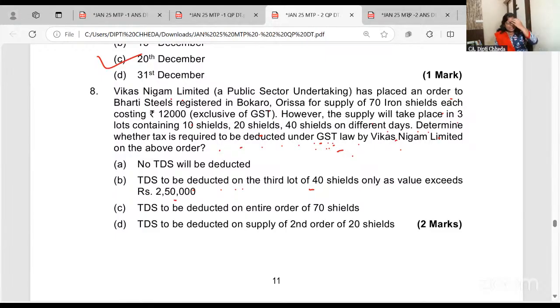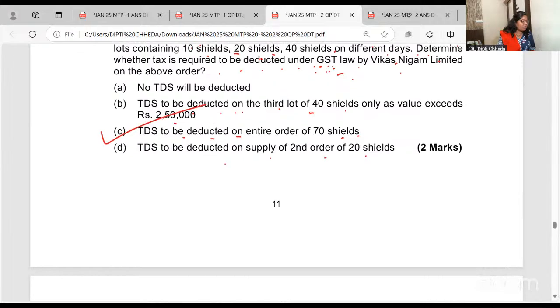See, once the value exceeds the limit, it is that simple. One liner chapter at inter level: TDS is to be deducted in GST if the value exceeds 2,50,000, and once it exceeds 2,50,000, then on the whole consignment, which is 8,40,000, 12 into 70. So in all you will deduct. Is TDS to be deducted on entire, or on second, or on last? All. Once the limit exceeds 2,50,000, it will be deducted on all parts.